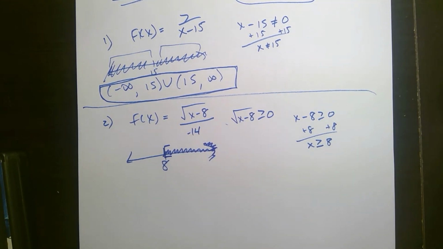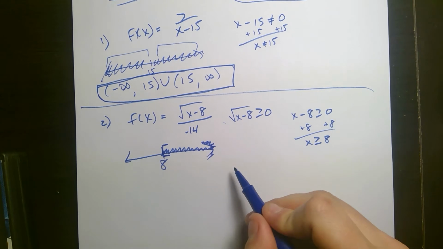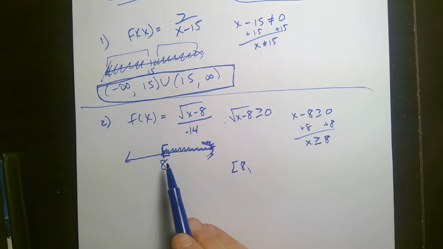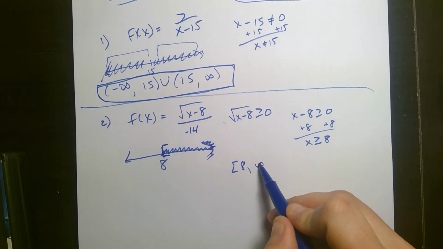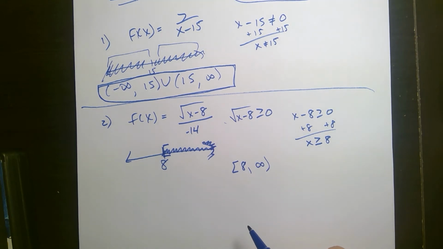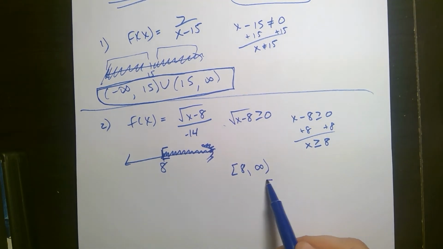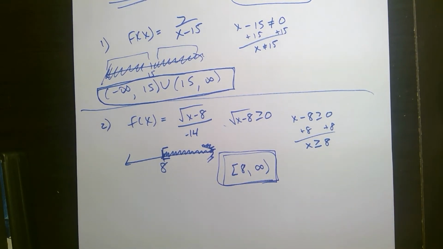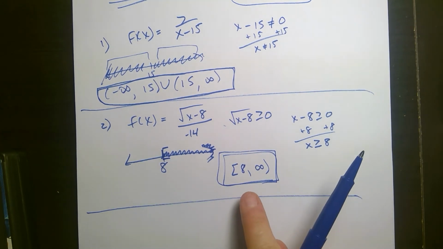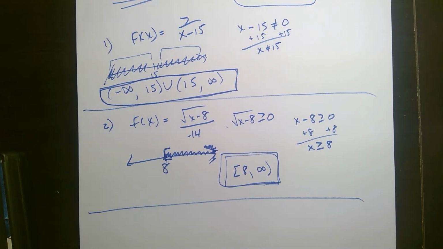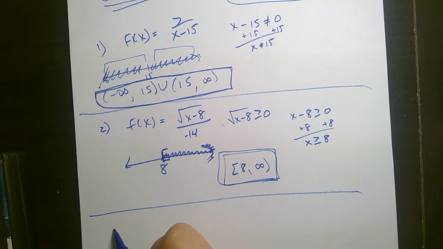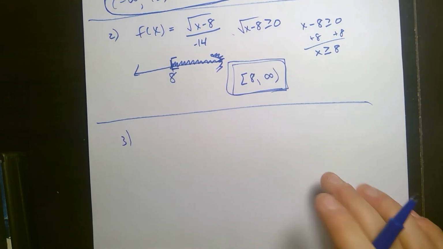And so if I'm going to write this in interval notation, where do I start? Well, I start with 8 with a bracket, and how far do I go? I go to infinity. And of course, when I use infinity, no matter what type of math I'm doing, I always have to use a parenthesis. And so the domain of this guy is 8 with a bracket all the way to infinity with a parenthesis. And now I'm done.